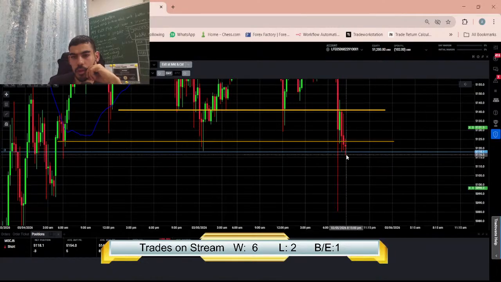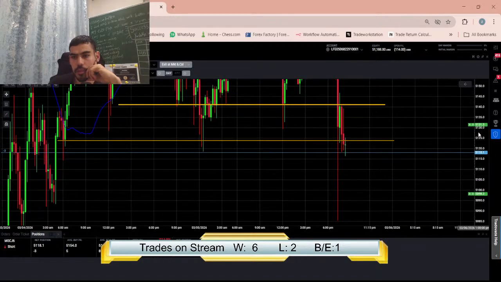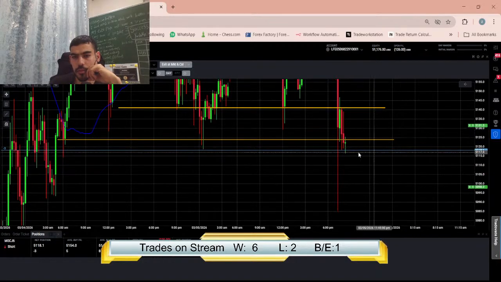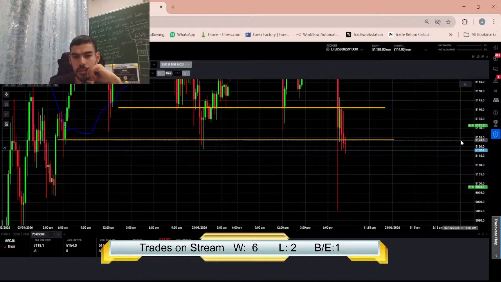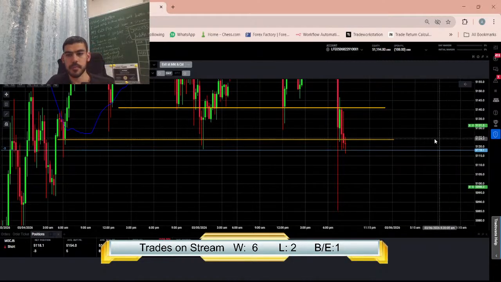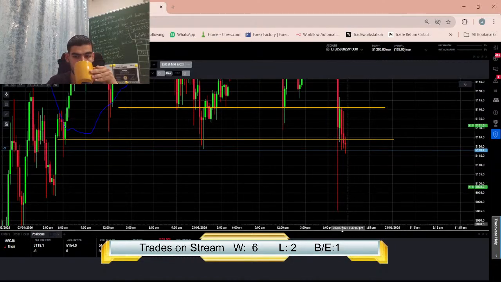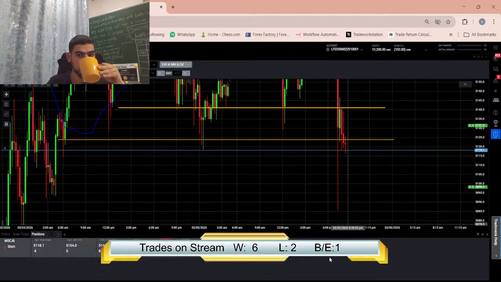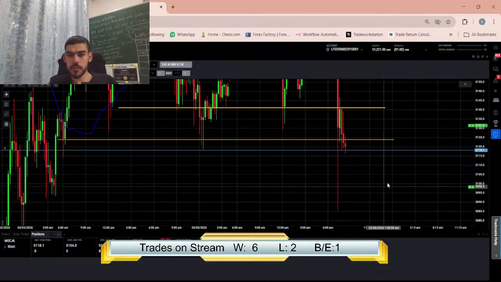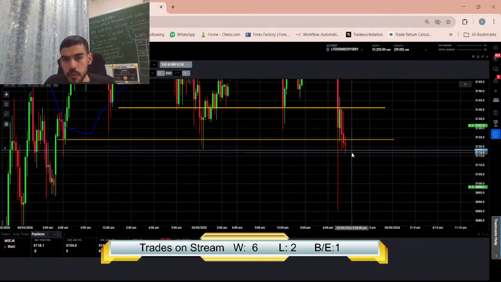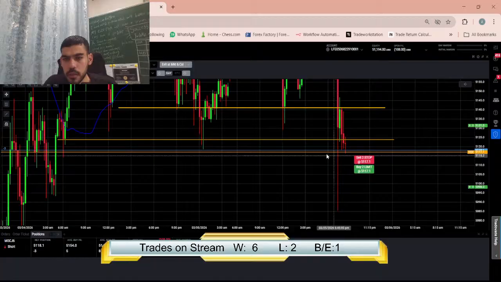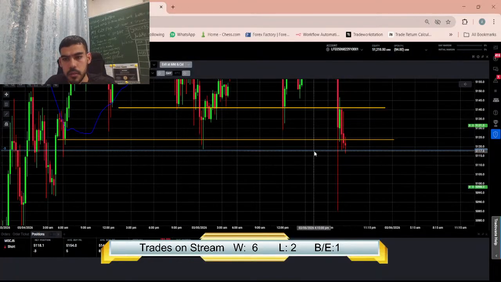Can we see a break below? We need a break below this candle right here. Maybe if it breaks, I think I can add one more.